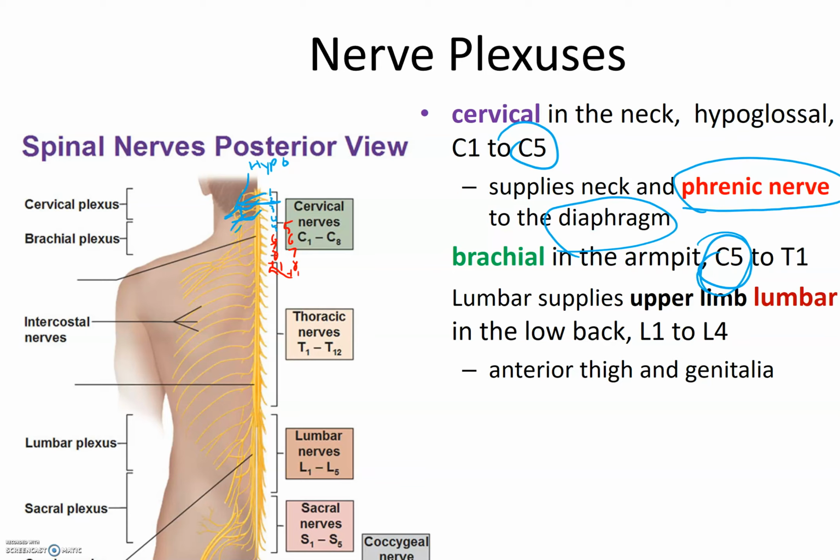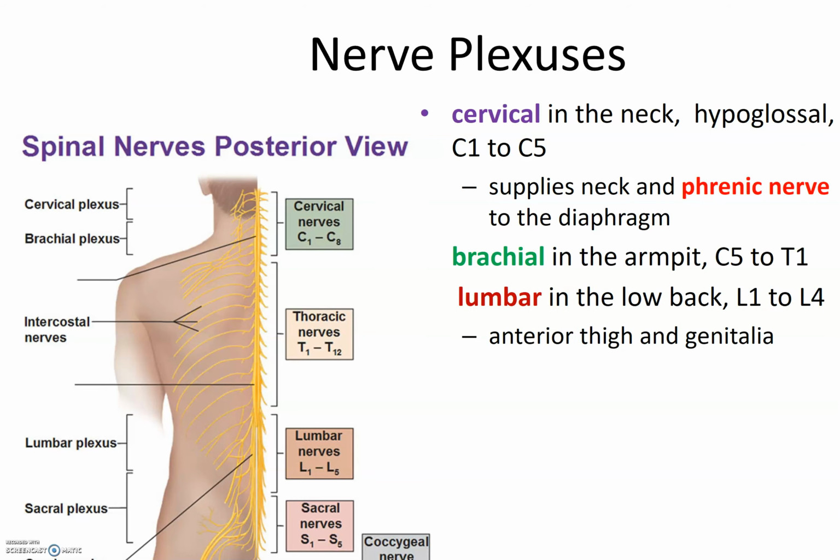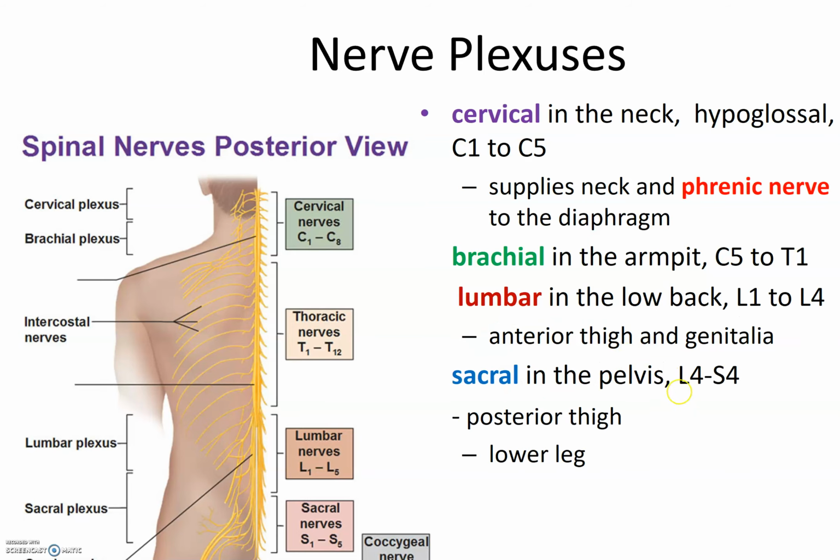Now, the lumbar plexus is in the lower back right here. And it's L1 to L4. And it goes to the anterior thigh, the medial thigh, and the pelvis. The sacral plexus is L4 to S4. It is going to give rise to the sciatic nerve, and it goes to the posterior thigh and the lower leg. So C5 doubles up between the two plexuses. L4 also is going to double up between two plexuses.